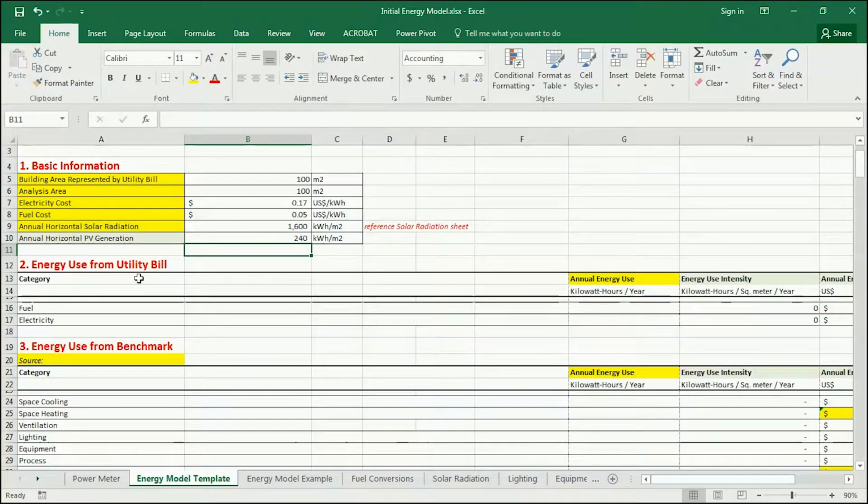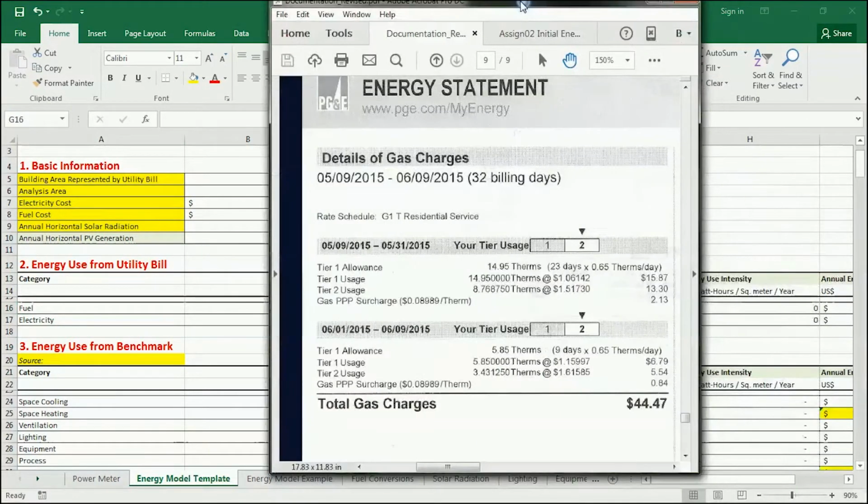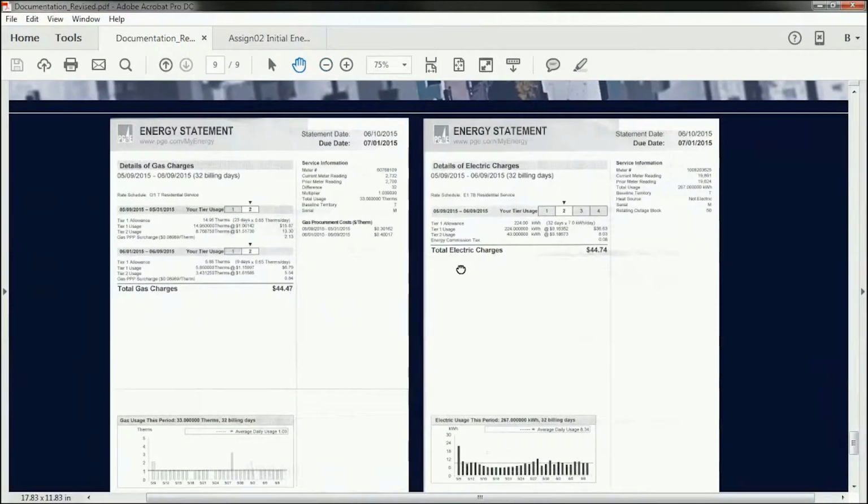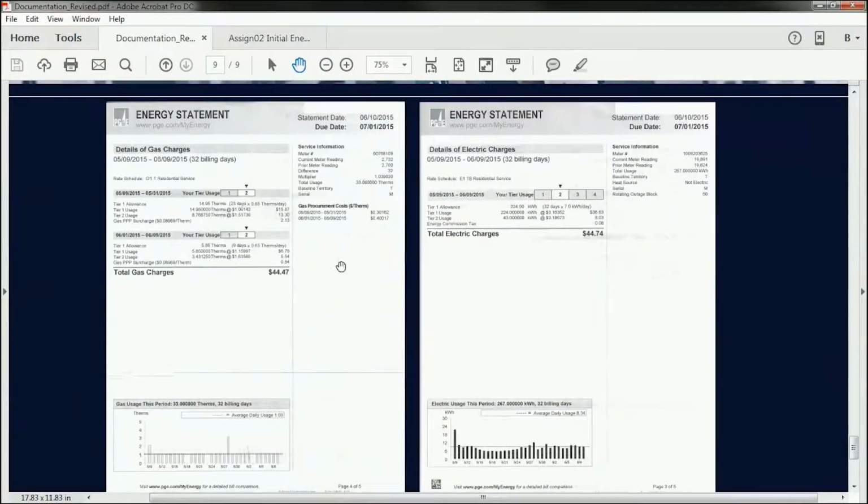So now that we've got the basic information filled out, let's go down to the energy use from the utility bill. And here we're asking for both fuel and electricity. Most of you will probably have one or the other or both. And what this asks for is the annual energy use in kilowatt hours per year. I've got here a bill that is the bill that I was just showing you. I only have 1 month actually. Your documentation should have at least 3 months that are representative of your climate.